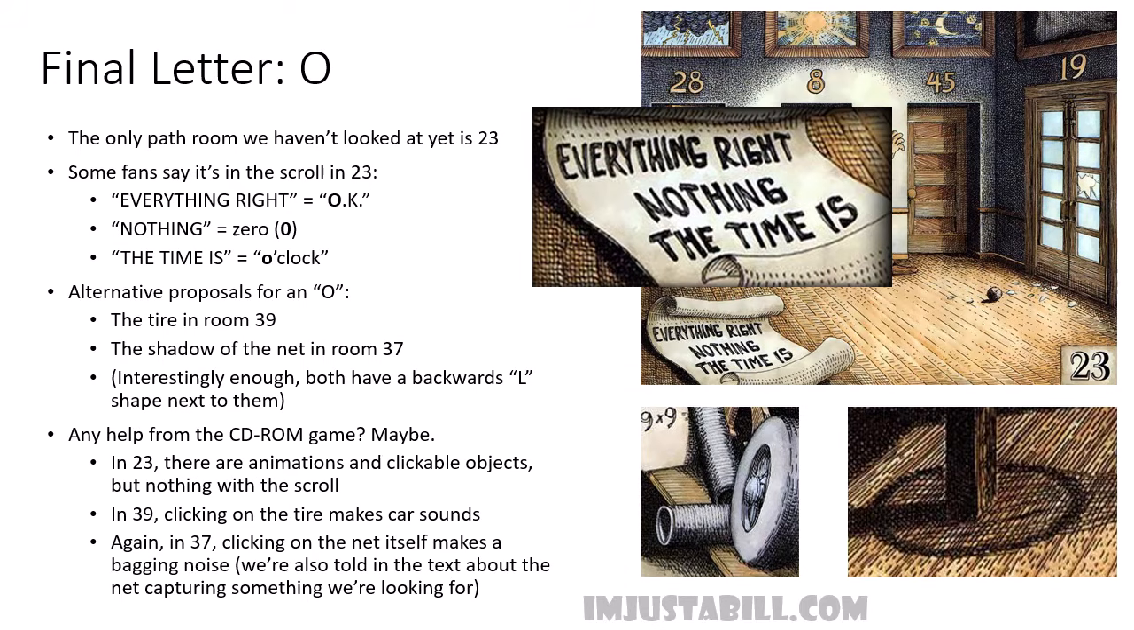And in room 39, clicking on the tire, however, makes a car sound, like a car starting up. And also, as I said, in room 37, clicking on the net itself makes a bagging noise. And we're also told in the text about the net capturing something we're looking for. So maybe you could take that as capturing that shadow as an O. So that's the end of the letters.